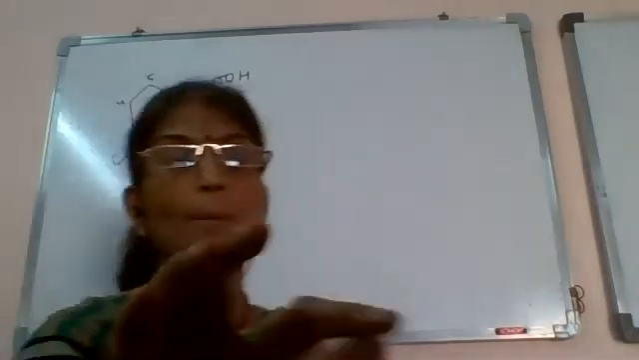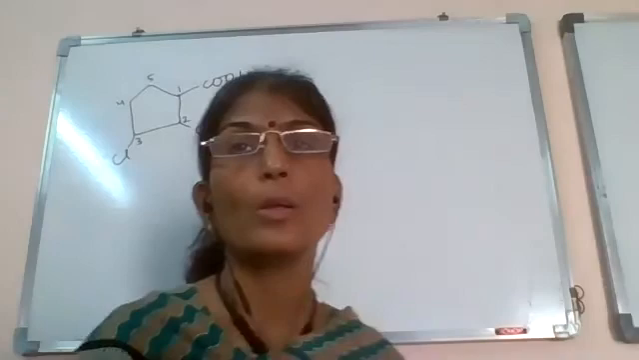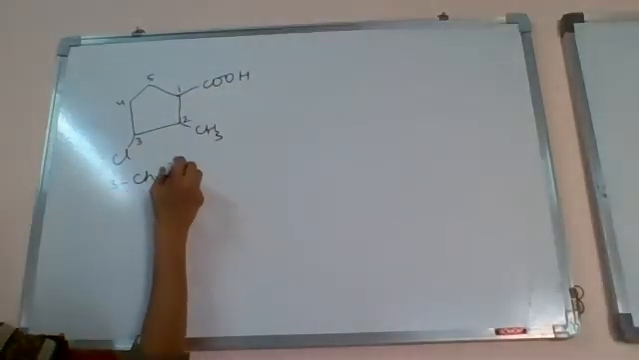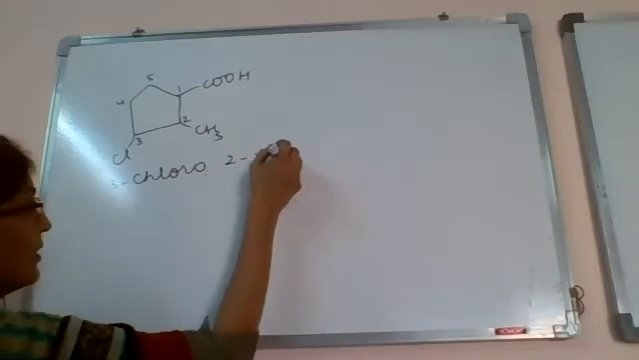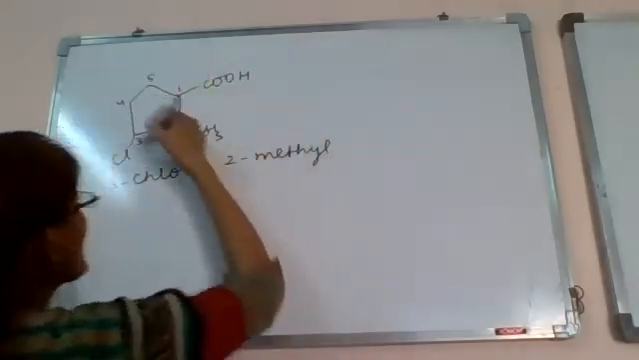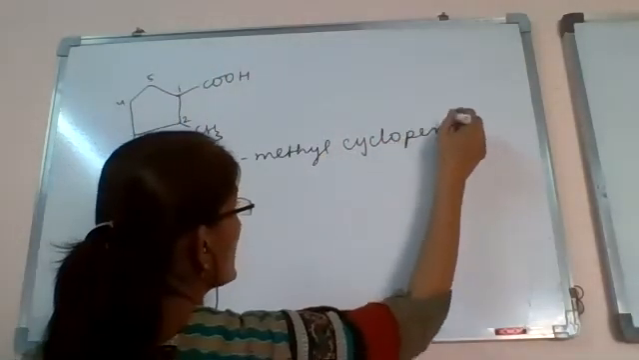How to give the name to this compound, student? This is 3-chloro, 2-methyl. 3-chloro, 2-methyl. This is a cyclic ring. Cyclo, pentane, carboxylic acid.